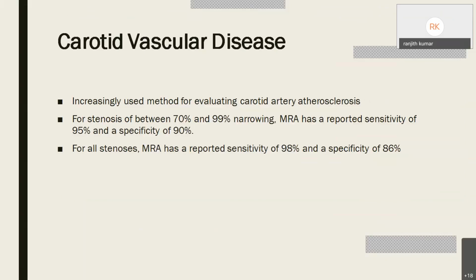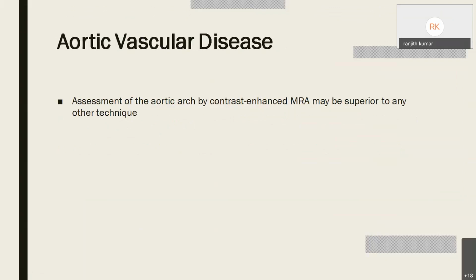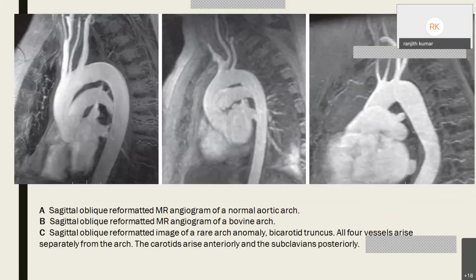So in case of carotid vascular disease, it is being increasingly used recently in asymptomatic patients with 70 to 99% narrowing, and which has a high sensitivity of 98 and specificity of 86%. And in case of aortic arch, it gives a better visualization. This is a normal aortic arch, and this is a bovine aortic arch, followed by a bicarotid truncus. So all the abnormalities are better seen on an MR angio.